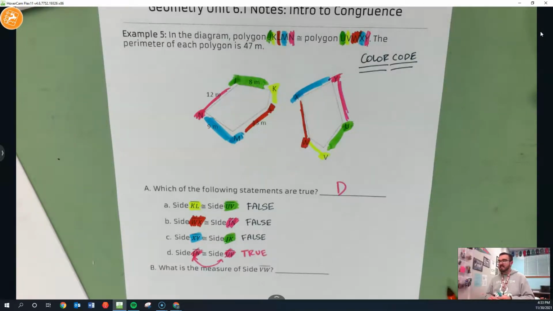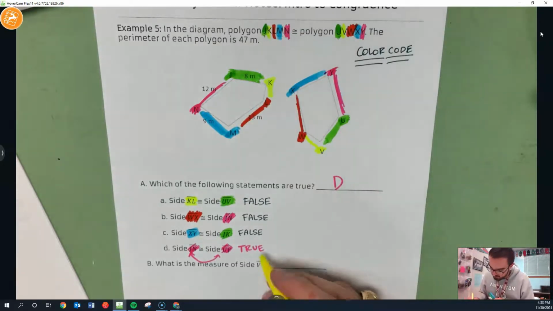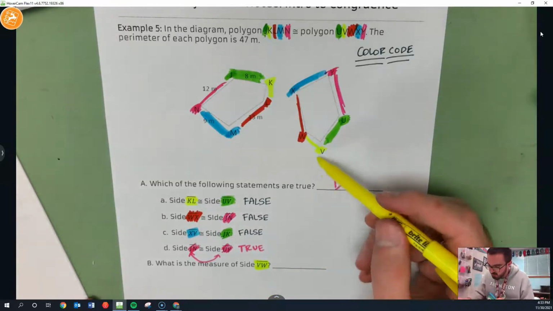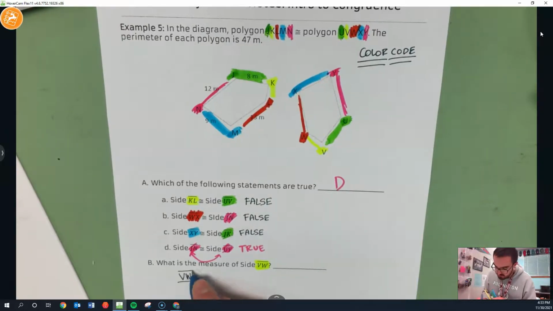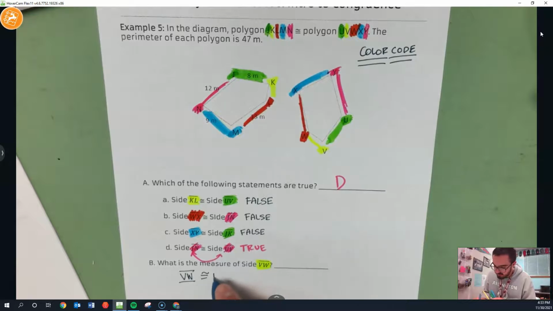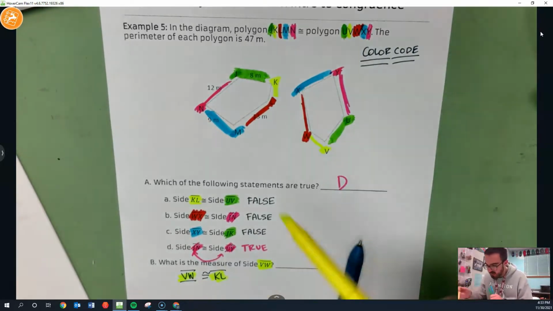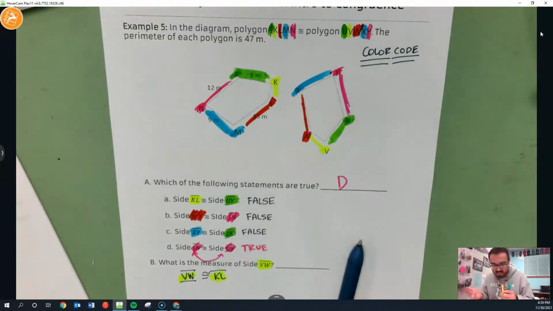What is the measure of side VW? Okay, well, let's look at our picture. VW is right here. It's yellow. Okay. So wouldn't it be logical, couldn't we just say that VW and KL would be the same? VW would be congruent to KL, right? They're both yellow. So can't we just plug in the measure of KL? Oh no, we don't have a measure for KL. It's blank. So we can't, that would have been awesome though, right?